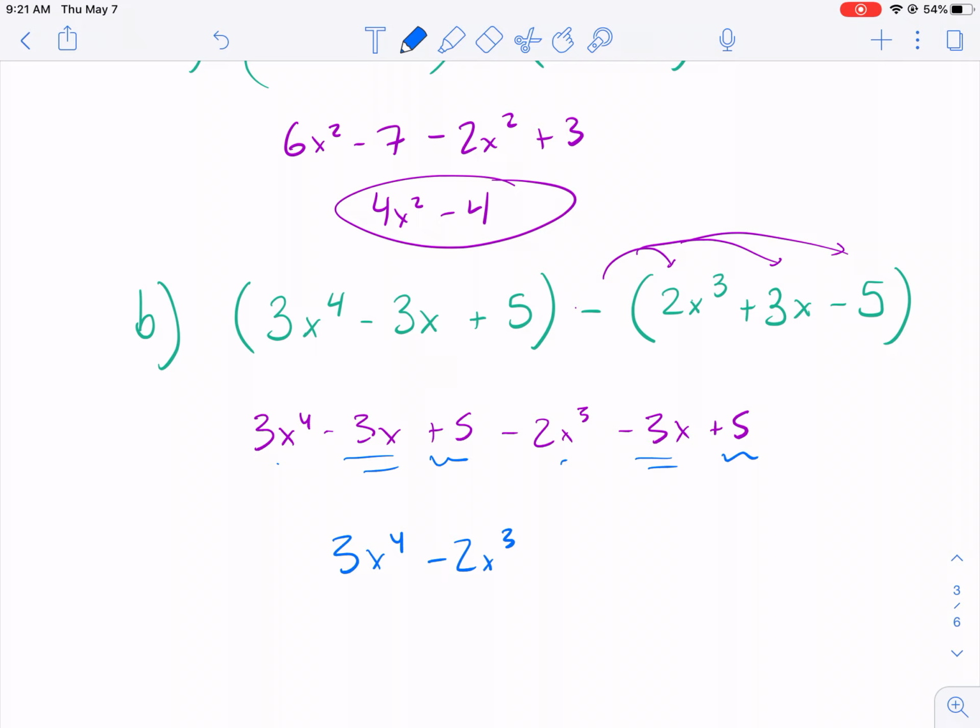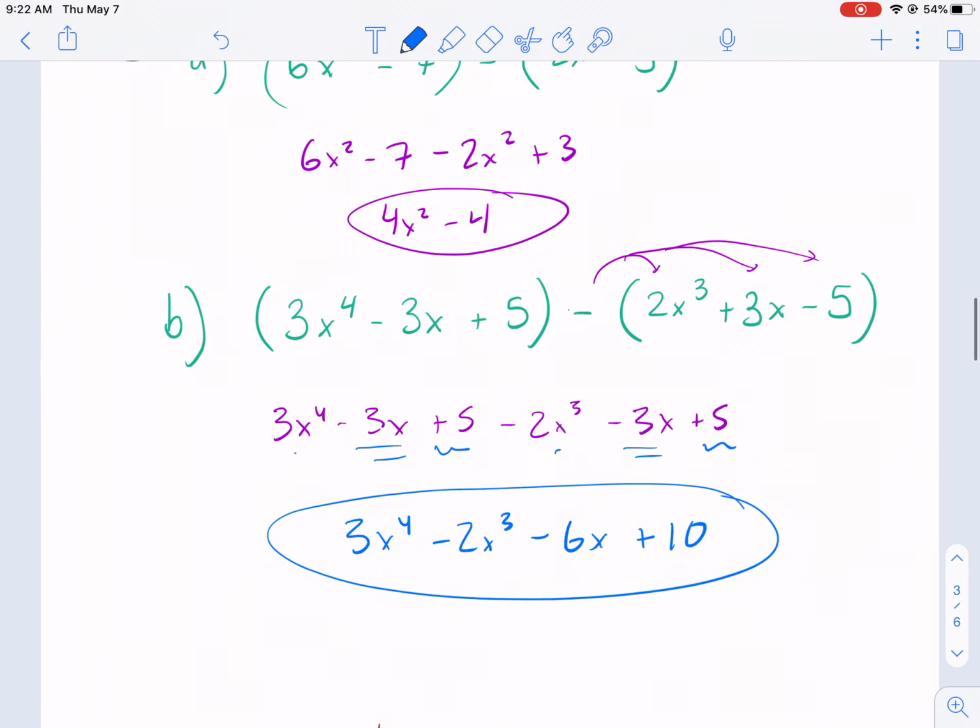Now we have no x squareds, so we're going to go ahead and skip down to x. So we have negative 3x minus 3x. That gives us negative 6x. And then we have positive 5 plus positive 5. That gives us a positive 10. And there's our final answer.